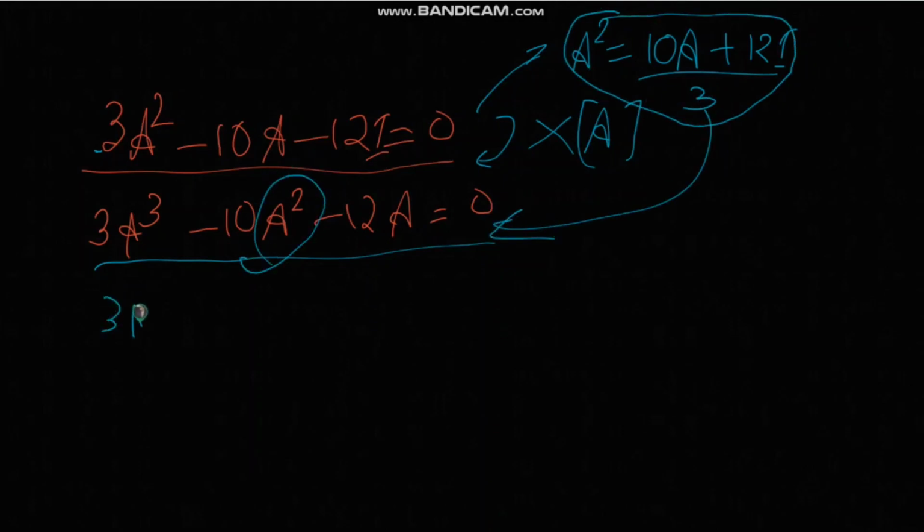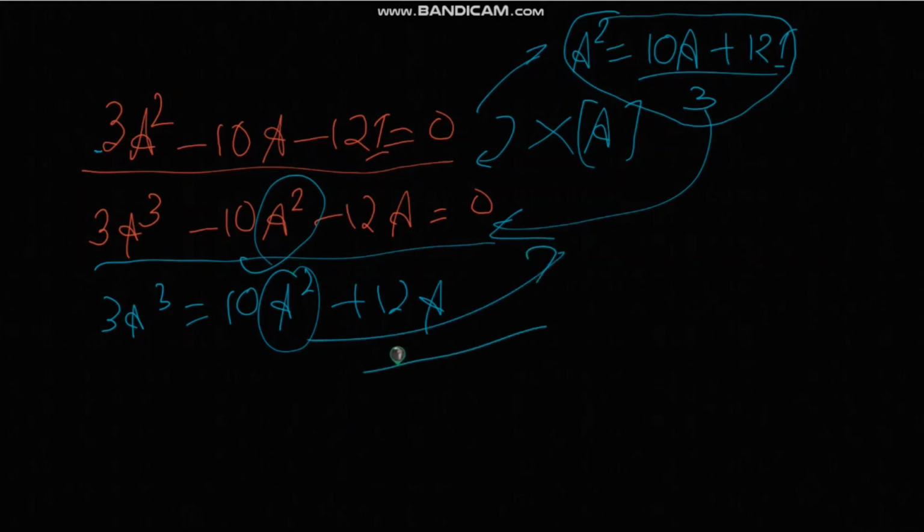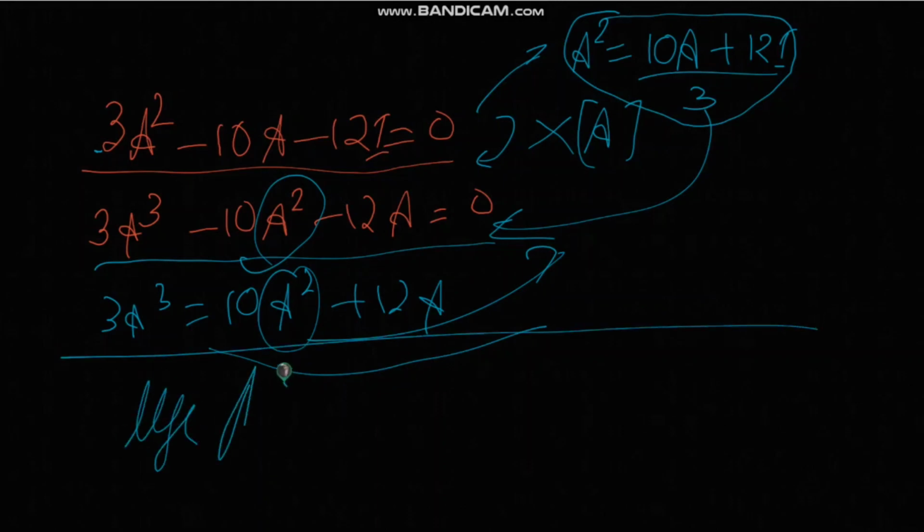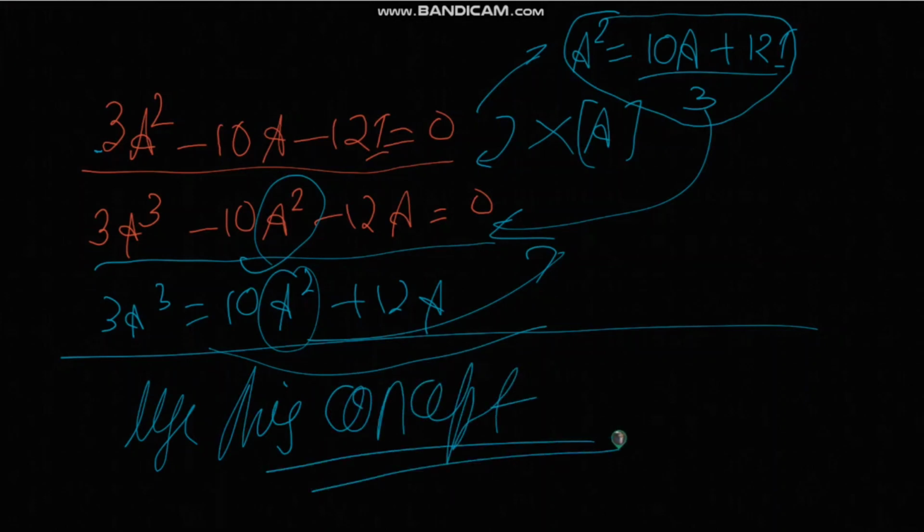in the second equation: A square is equal to 10A plus 12I by 3, and that A square we put in this case. So on one side we increase the degree and on the other side we decrease the degree. Now you can do it any way according to the options they have given. They can ask the relation between A cube and A square, the relation between A cube and A, or the relation between A5 and A. According to that you will proceed.